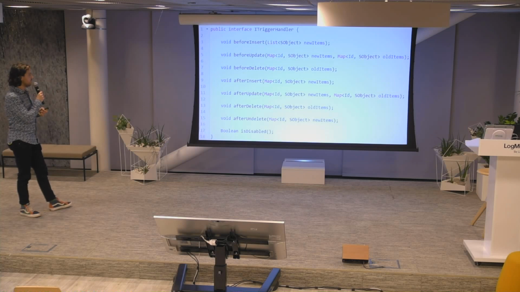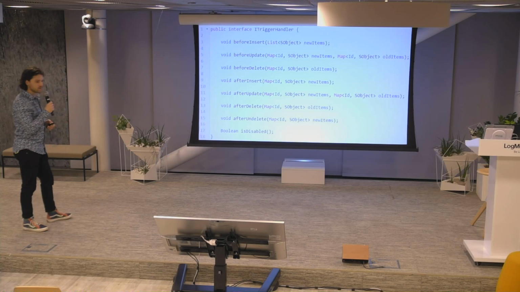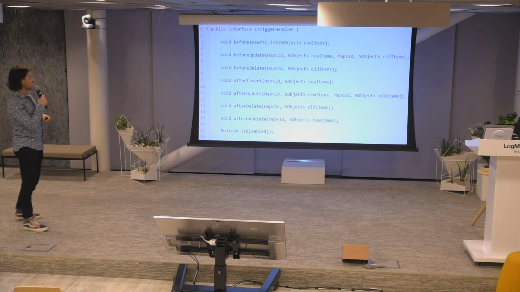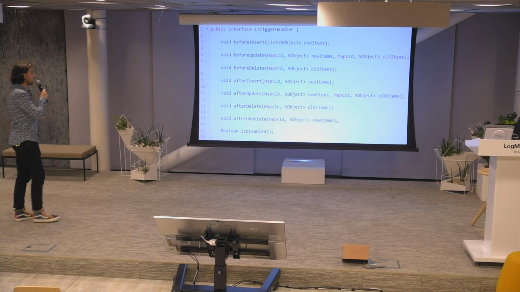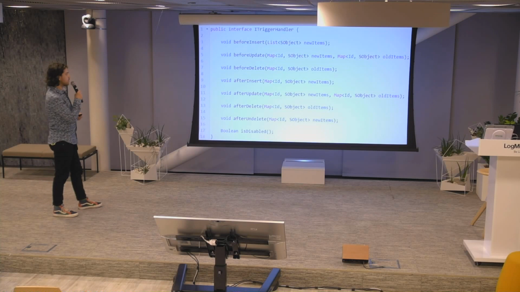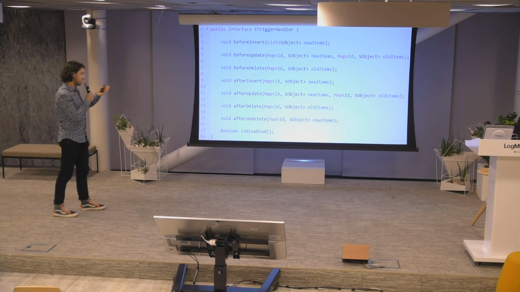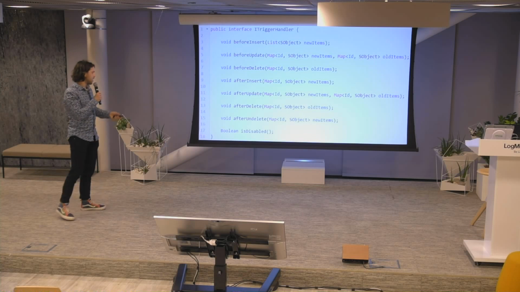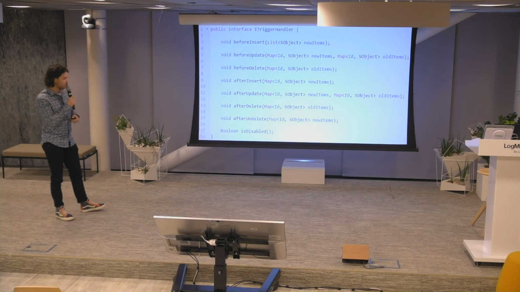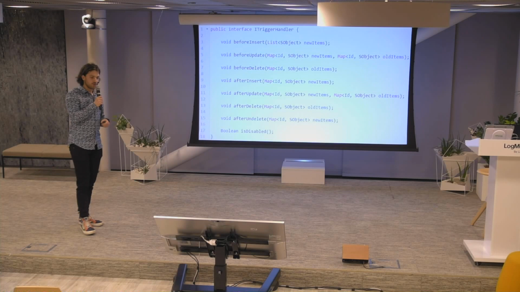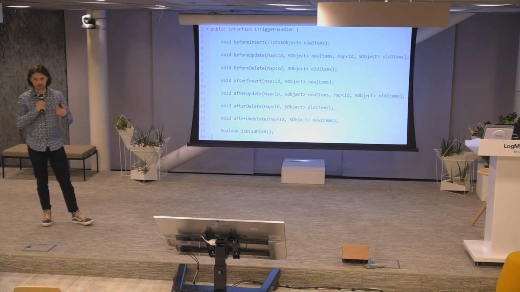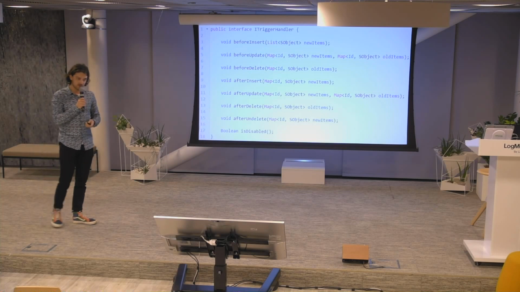So that is the interface we have used. It has seven methods, each one for a trigger event, from before insert, before update, before delete, after insert, etc., until after undelete. And we have an isDisable method, which helps us check whether a trigger is enabled or not by the custom metadata type.